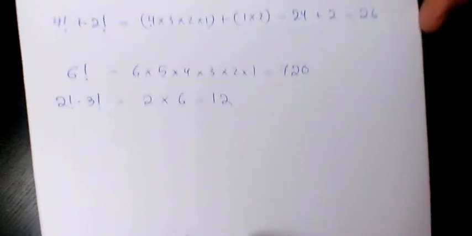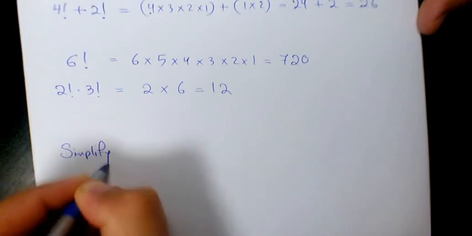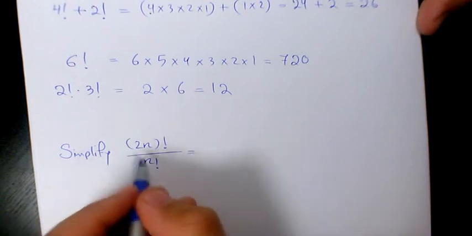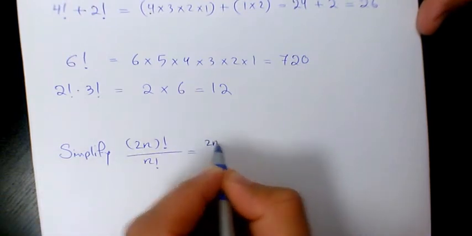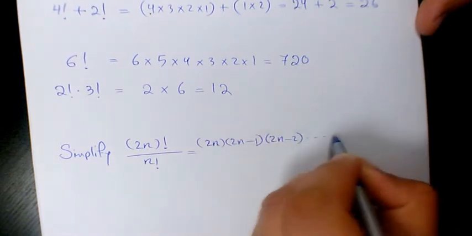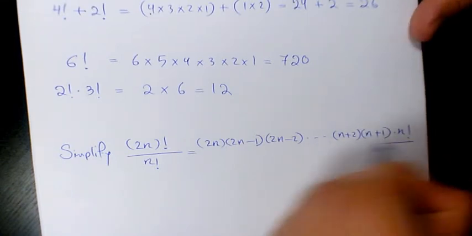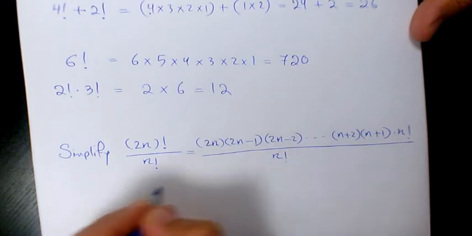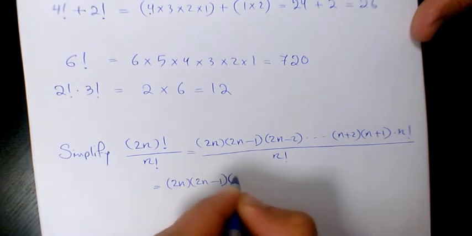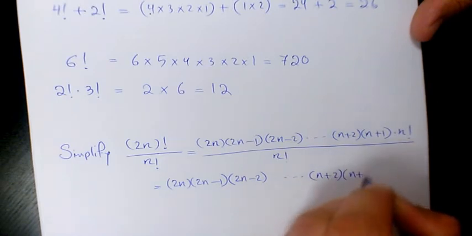Next example, it's saying simplify (2n) factorial over n factorial. That's going to be 2n times (2n minus 1) times (2n minus 2) all the way to (n plus 2) times (n plus 1) times n factorial. Divided by n factorial, it's going to be 2n times (2n minus 1) times (2n minus 2) all the way to (n plus 2) times (n plus 1).